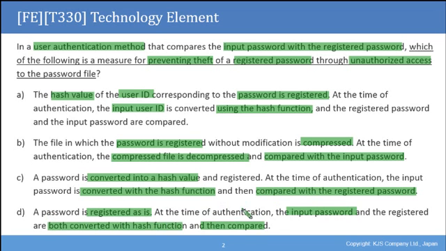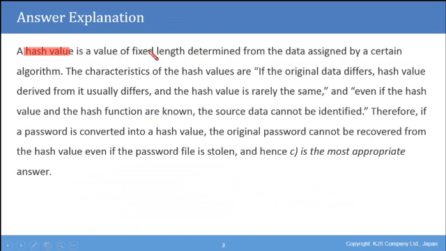A hash value is a value of fixed length determined from the data assigned by a certain algorithm. The characteristics of the hash values are: if the original data differs, the hash value derived from it usually differs. The hash value is rarely the same.